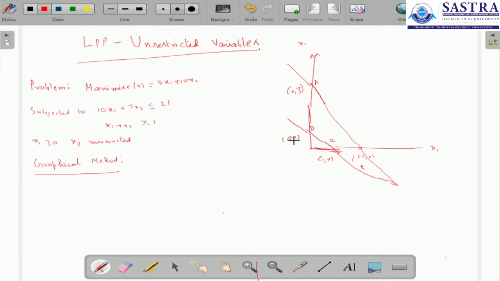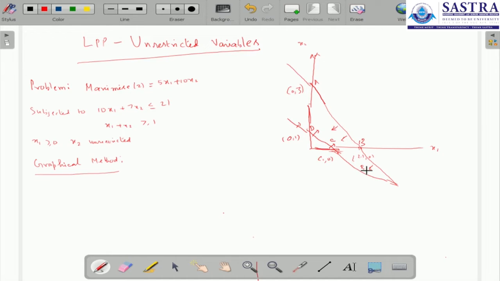Now, since 10x1 plus 7x2 is less than or equal to 21, we have to draw arrows facing the origin. Since x1 plus x2 is greater than or equal to 1, we have to draw arrows away from the origin. So naturally, the feasible region should be CDAB, that is the quadrilateral bounded by CD, DA, AB and BC. This is the feasible region.